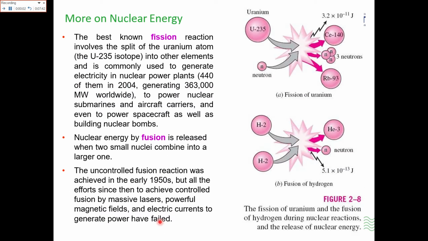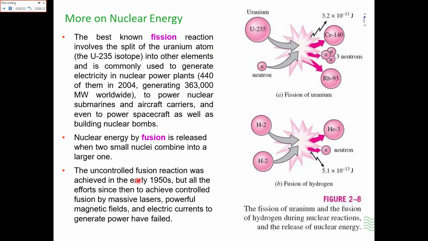Now more on the nuclear energy. The best known fission reaction involves the split of the uranium U-235 isotope into other elements and is commonly used to generate electricity in nuclear power plants. The nuclear energy by fusion is released when two small nuclei combine to become a larger one, and in fission one larger one will split into two.